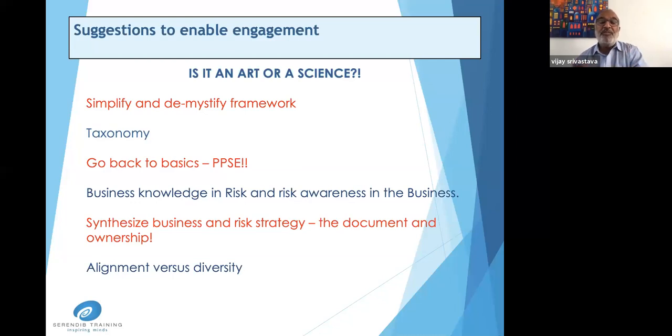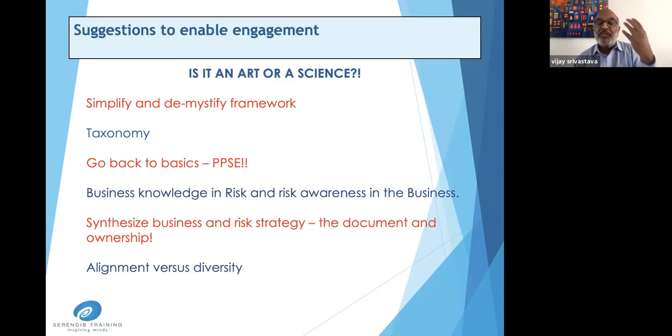Then you synthesize business and risk strategy. If your business is taking risk, why is the business strategy document not a risk strategy document? Because if you have two documents, one says, I will do this, and the other one says, you will not do this, you are set up to fail.